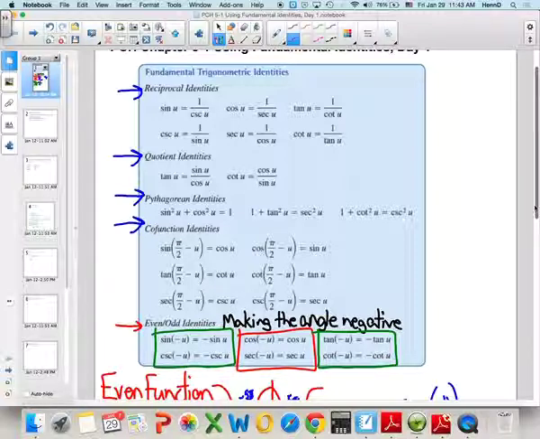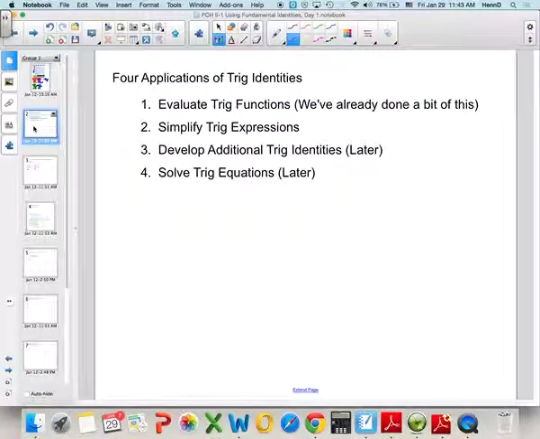Now, why are we learning these? There are 4 key applications that we're going to look at, or already have looked at. One, you even had one of these on your test, so we'll do one more just to refresh our memories again. We can use it to evaluate trig functions. We can also use it to simplify trig expressions, and basically we're going to spend the rest of today and a lot of next week just doing number 2 here. Then we'll also look at developing additional trig identities and then solving trig equations.